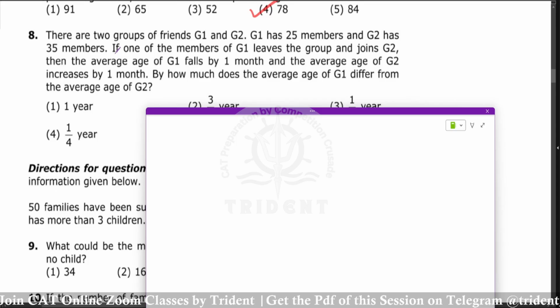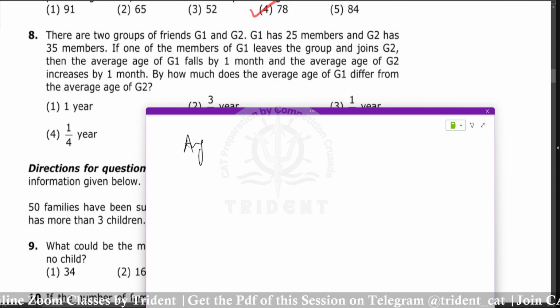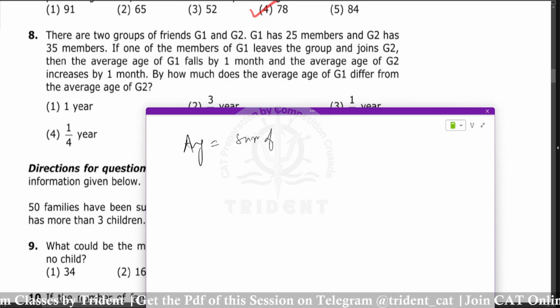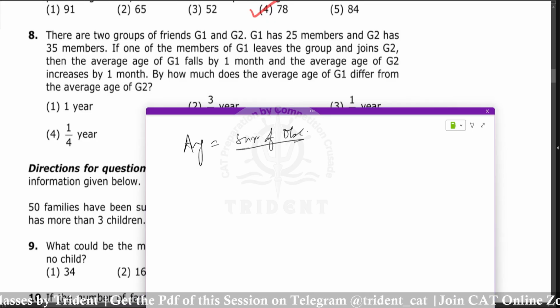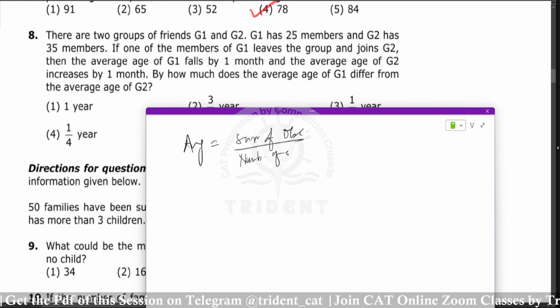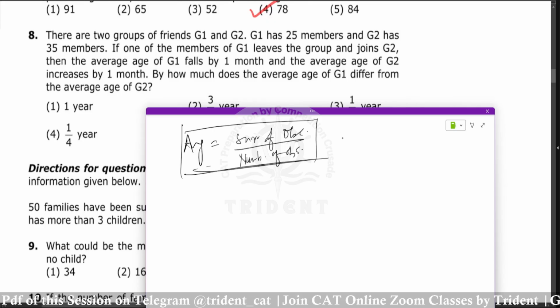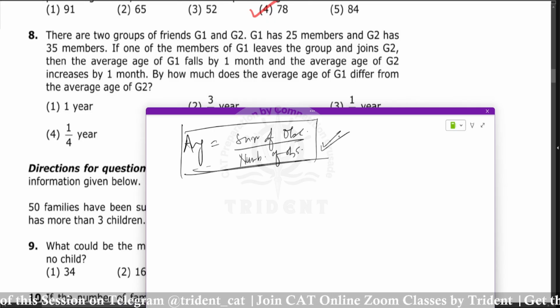Okay, this is a moderate question, not difficult, not easy if you know the idea of averages. What is an average? The average is the sum of observations, I'm talking about the arithmetic average, okay? The simple average, upon the number of observations. Okay, this is the idea that you will be playing with.